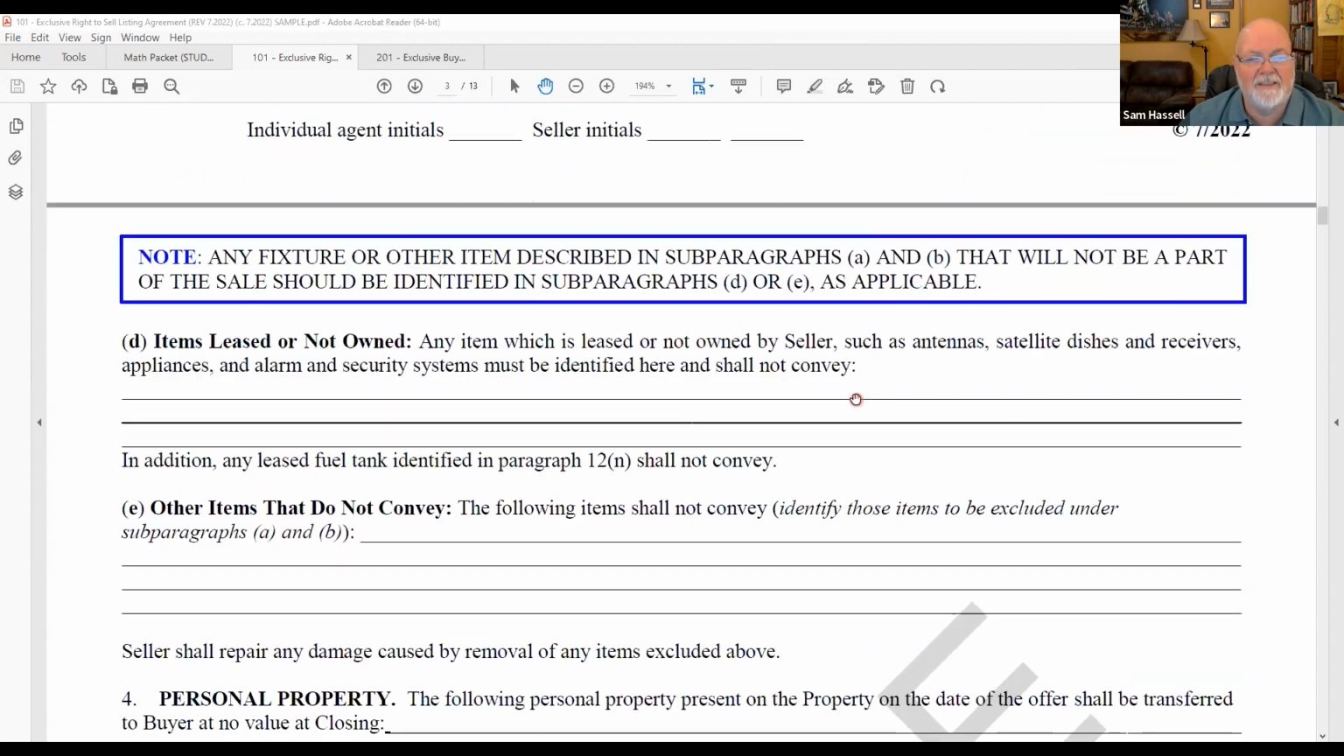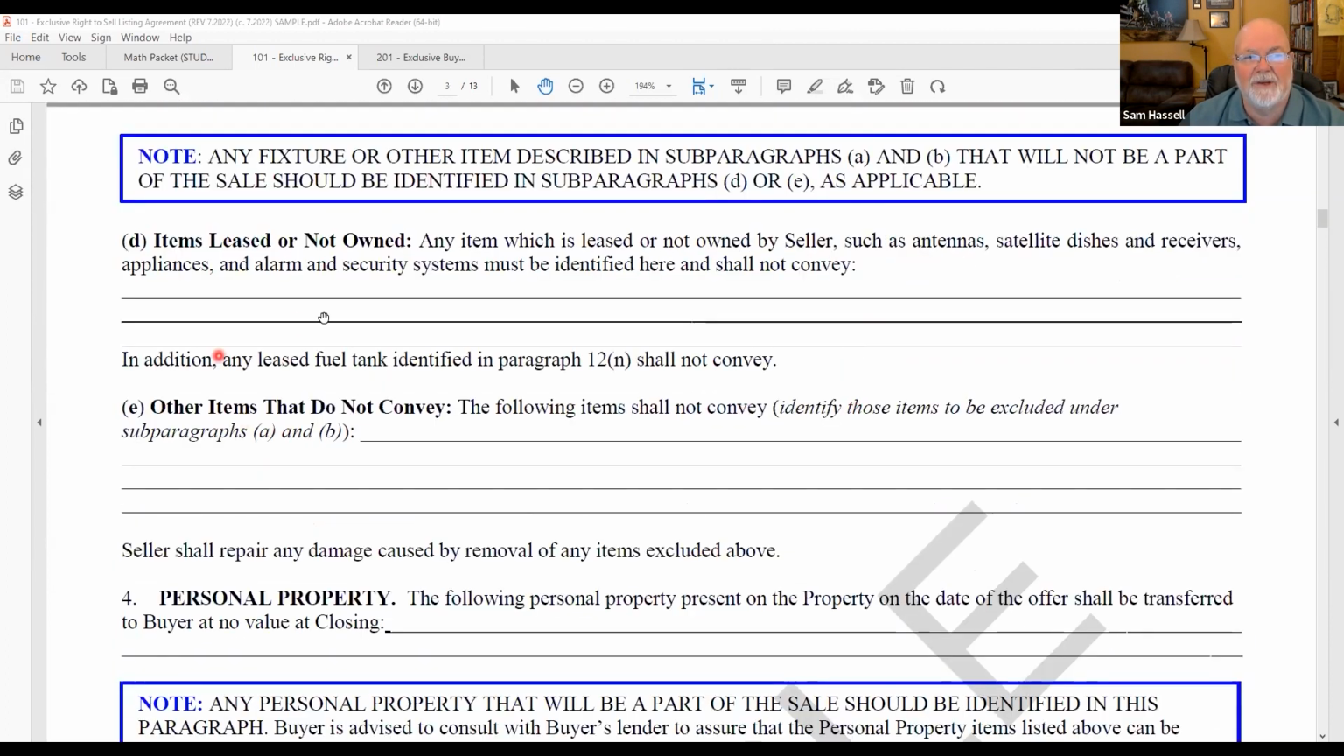But if we are going to take something out, we need to put it down here. So we have the opportunity to take it out, all right? We would put it in here.